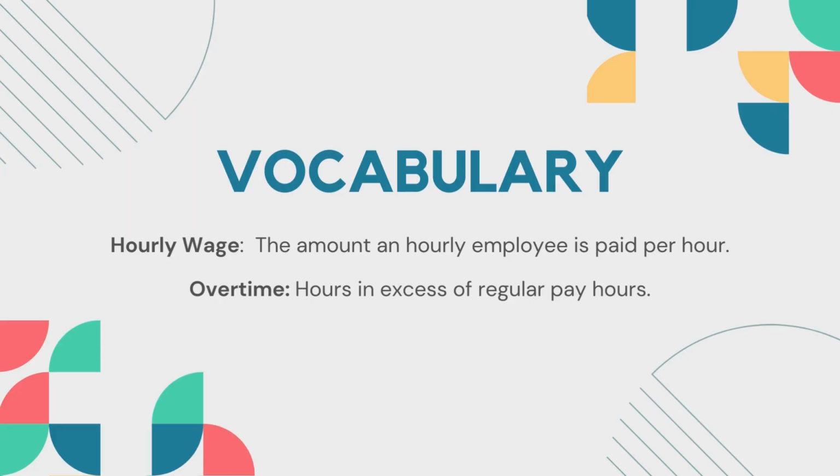Our vocabulary words include hourly wage, which is the amount an hourly employee is paid per hour, and overtime, which is the number of hours that are in excess of regular pay hours. That means if you have a typical hourly wage job, you're going to work 40 hours a week. That's 8 hours, 5 days a week. 8 times 5, that's 40 hours in a week. Once you exceed 40 hours, then you get paid time and a half, which is the typical overtime rate for any hours above 40 in a work week.